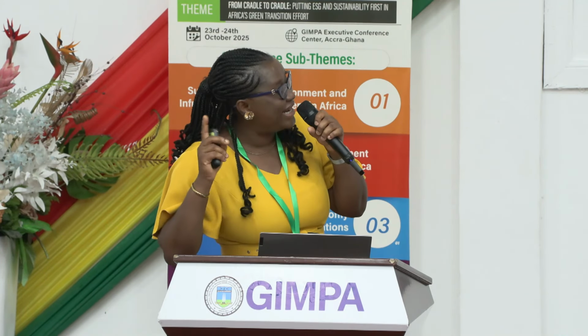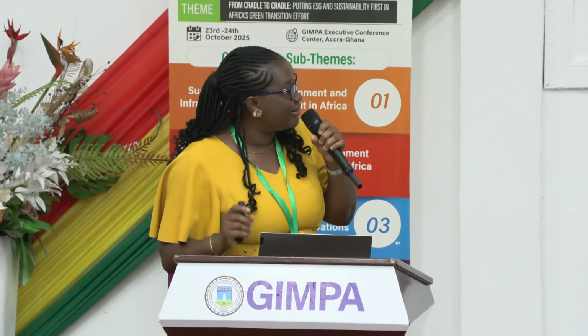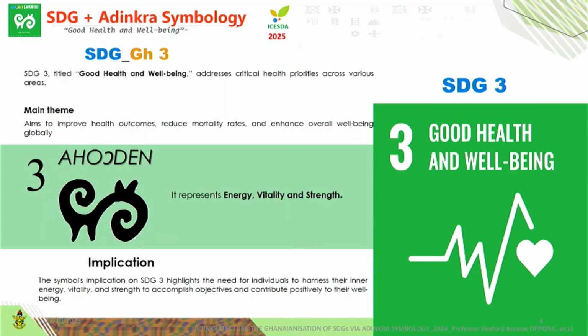The third SDG symbol, I beg your pardon, is good health and well-being. And it aims at improving health outcomes, reduce mortality rates, and enhance overall well-being. The Adinkra symbol we chose was that one thing. You all believe that when you have strength, you have good health. So if you have strength, you have good health. You have energy, vitality, and strength. And this symbol highlights the need for individuals to harness their inner energy, vitality, and strength.